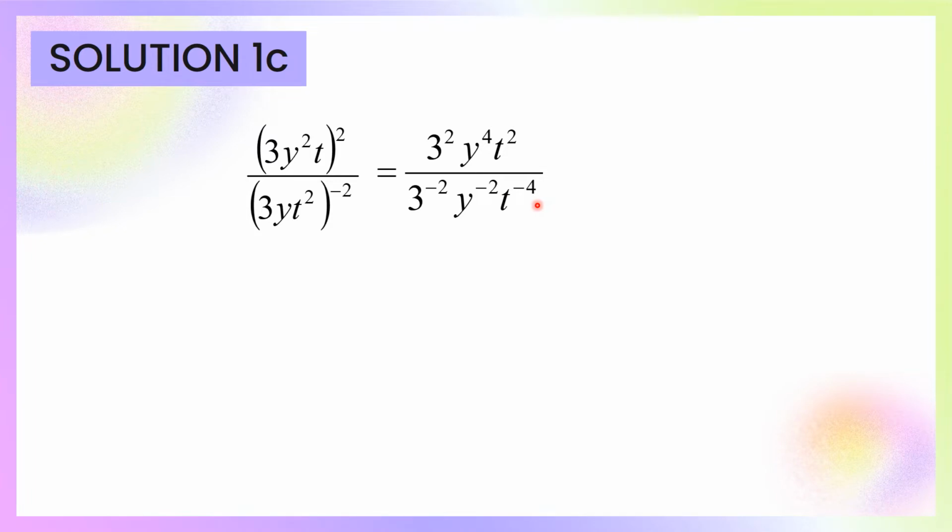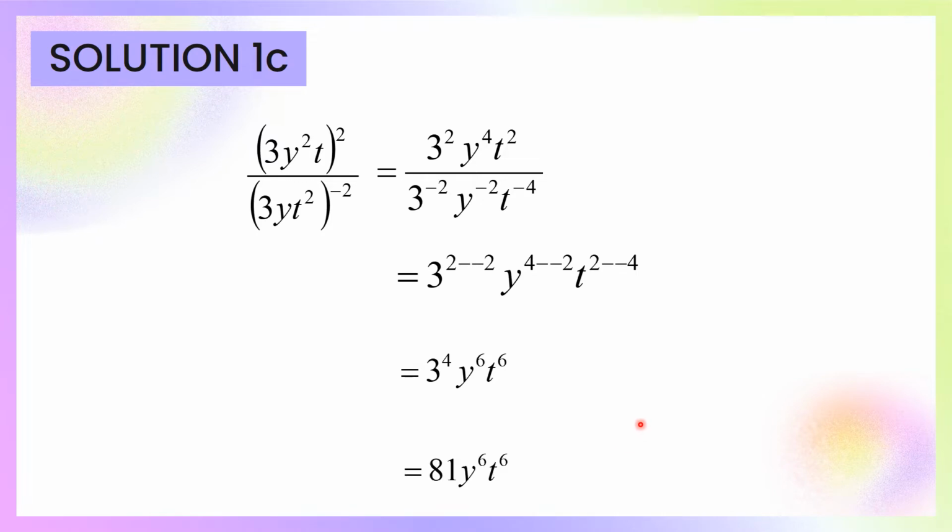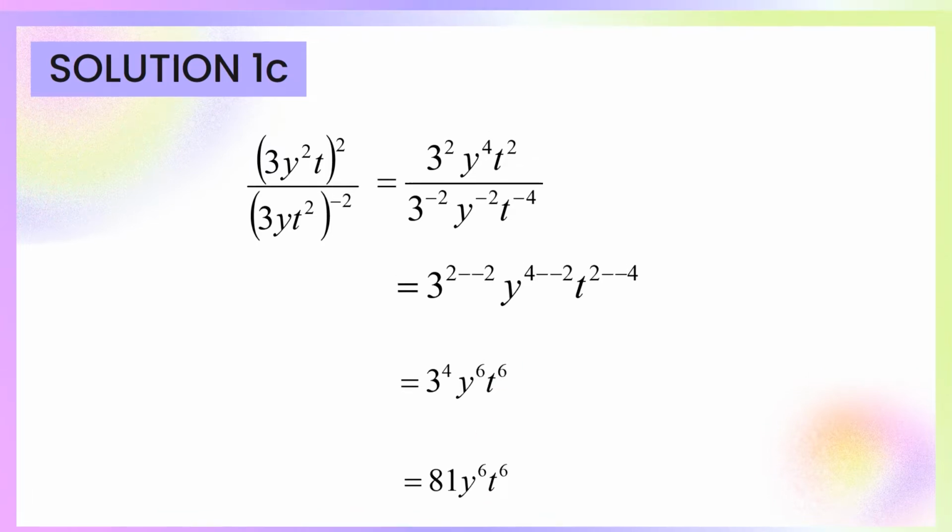Alright, and then after that we apply the rule of indices: a to the power of m divided by a to the power of n is equal to a to the power of m minus n. We have base 3, base y, base t. So then it becomes 3 to the power of 2 minus negative 2, y to the power of 4 minus negative 2, t to the power of 2 minus negative 4. So then we simplify, we get 3 to the power of 4, y to the power of 6 and t to the power of 6. So finally 3 to the power of 4 is equal to 81. So then we get 81 y to the power of 6 t to the power of 6.